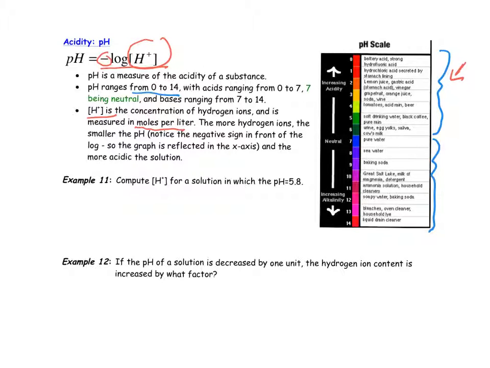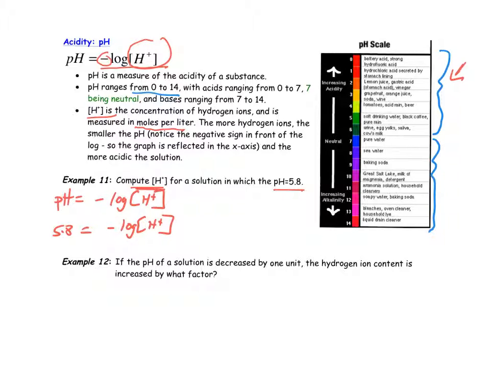Okay, so we're going to do two examples. In the first example, we're going to find the hydrogen ion concentration, so this H plus, for a solution in which the pH is 5.8. So we're given the pH, and we're asked to find the hydrogen ion concentration. So pH is given by negative log of the hydrogen ion concentration. In this problem, the pH is 5.8, and that's equal to negative log of the hydrogen ion concentration.